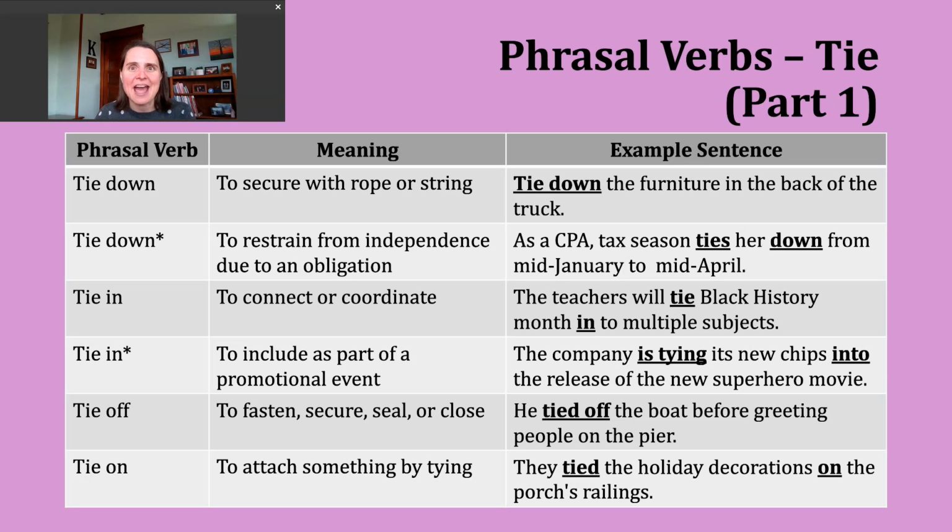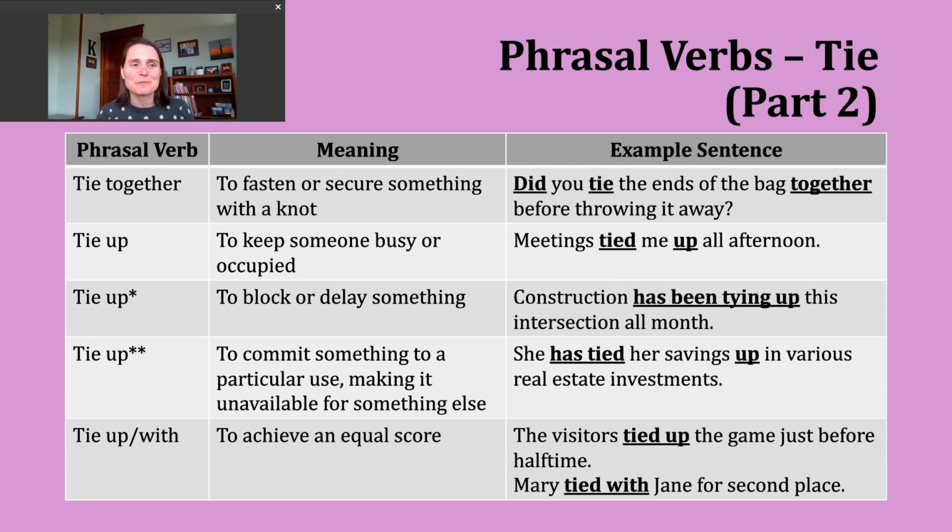The last phrasal verb I have with my notes on this page is to tie on. This can mean that we are attaching something through that idea of rope or string or some type of contraption that's allowing us to connect. An example of this: They tied the holiday decorations on the porch's railings. Another simple past tense sentence there. Whatever these decorations might be, maybe they're wreaths or they're lights, but they're letting us know they were attached to the railing. I've got a few more phrasal verbs for us to discuss.